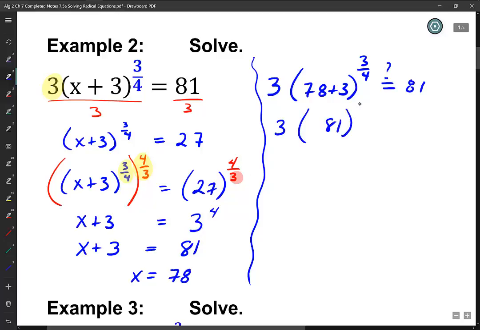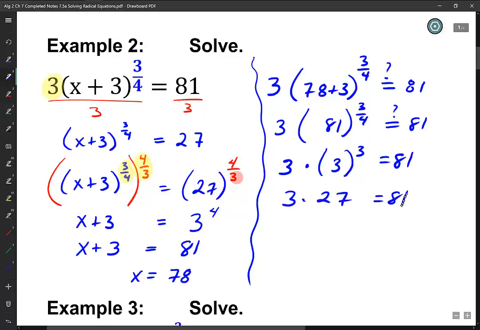That's 81 to the 3/4. Does that equal 81? The fourth root of 81, the fourth root of something is the square root twice. So the square root of 81 is 9. The square root of 9 is 3. So we have 3 times 3 cubed. 3 cubed is 27. And so 3 times 27 is indeed 81. So once again, that checks as well.